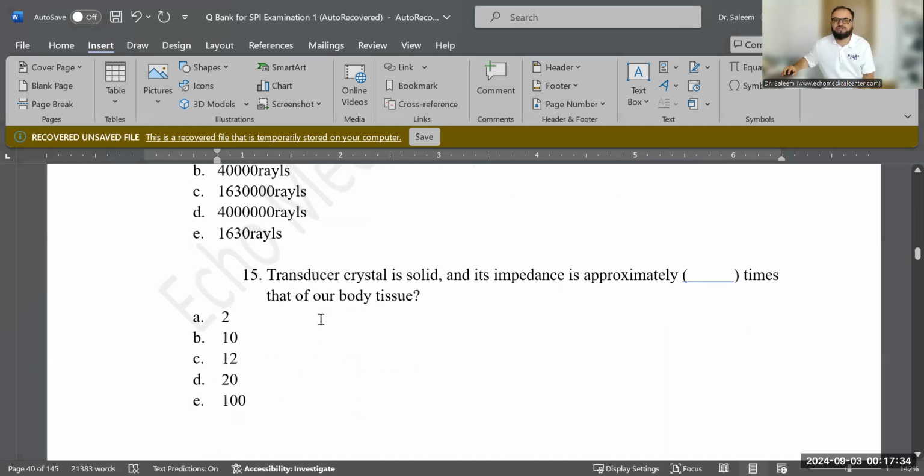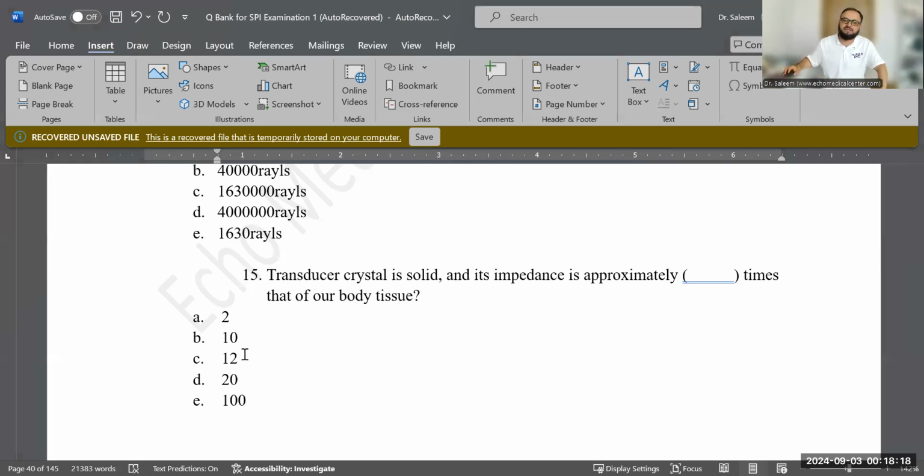Okay, it says transducer crystal is solid. Yes, we understand that. And its impedance is approximately how many times greater than the soft tissue of a human body? Is it 2 times greater than human body impedance? Or we can say 10 times, 12 times, 20 times, or 100 times. Like how many? Because human body soft tissue is not a solid something, but crystal is a solid. The impedance in crystal is for sure greater than the human body soft tissue. But how many times?